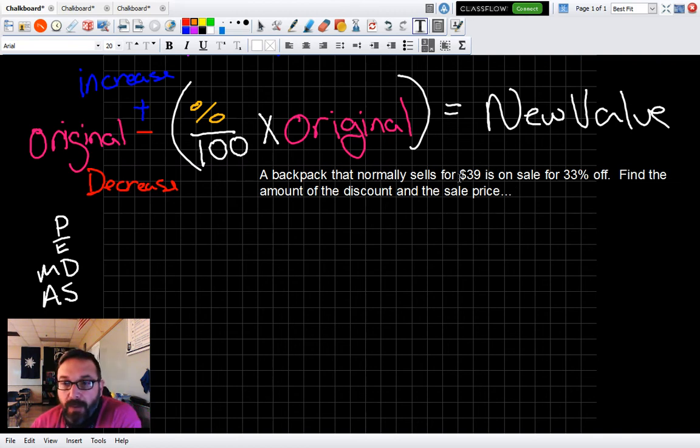A backpack that normally sells for $39 is 33% off. Find the amount of the discount. Okay, to find the amount of the discount, I am going to do this part right here. The sale price is when I go back to my original and modify its price by the percent of the change. I hope that made sense. If not, watch and you'll see. So if I have a backpack that normally sells for $39, that is my original price.